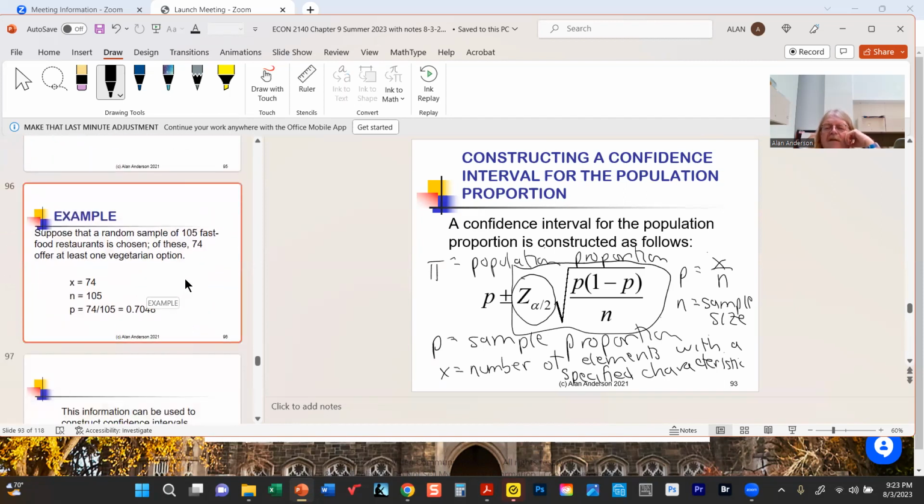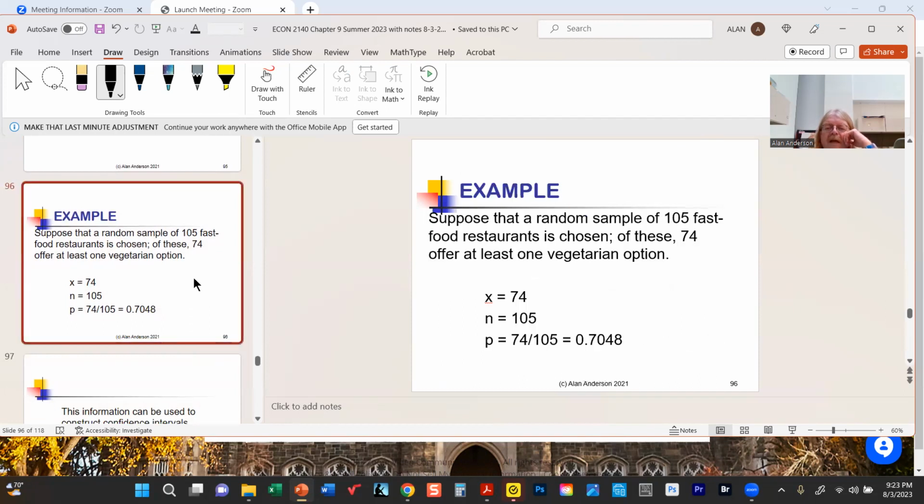All right, let's look at a quick example of this. We have a random sample of 105 fast food restaurants, of which 74 of them have at least one vegetarian option, like a salad or something. You don't always see that, do you? No, some of them do. Some of them do not.